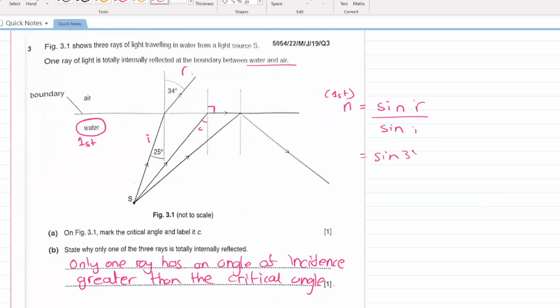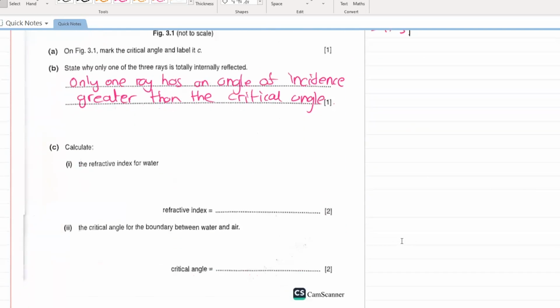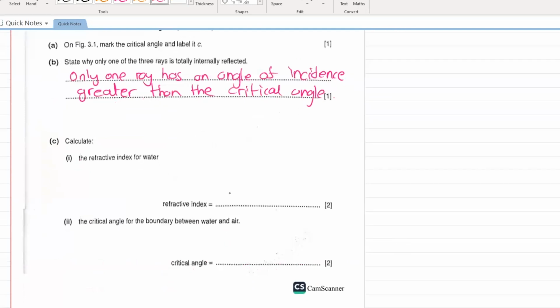Sine of 34 divided by sine of 25. What will your answer for refractive index come out to be? This gives you a value of 1.3. Your refractive index is 1.3. Please remember this formula for first medium. Refractive index is 1.3. Calculate the critical angle.